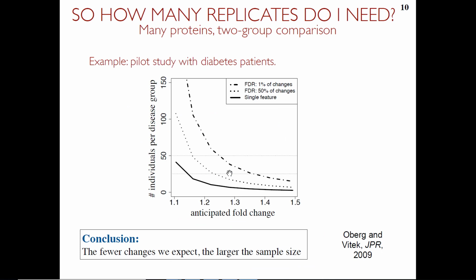And what it looks like is this. This is the fold change that we want to detect. This is the number of individuals per group. The solid line is the line we looked at before: how many replicates we would need if we only had one protein in our experiment. These two other lines show how many replicates we would need if we had more than one protein. The dotted line is the experiment where half of the proteins are expected to be changing, and the dot-dashed line is another experiment where only 1% of proteins are expected to change.